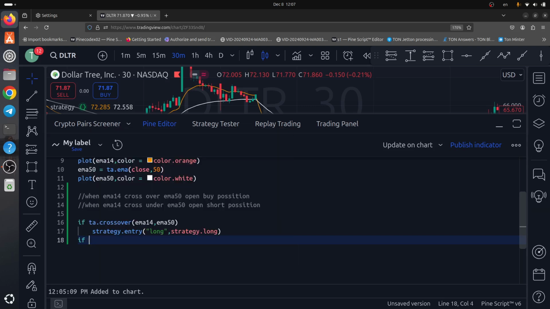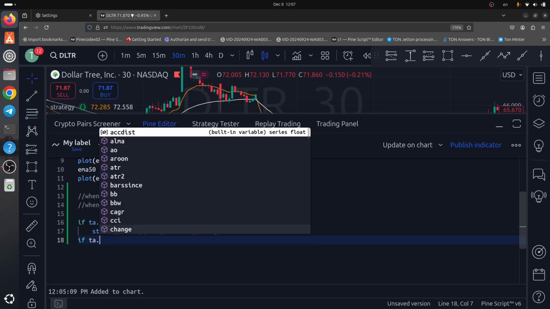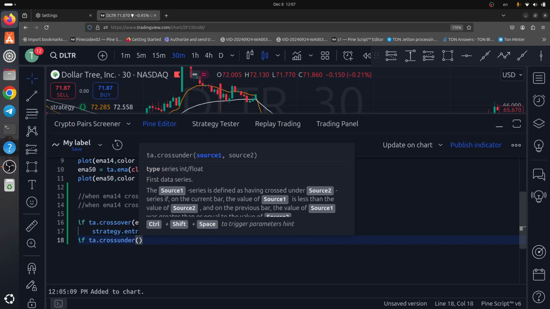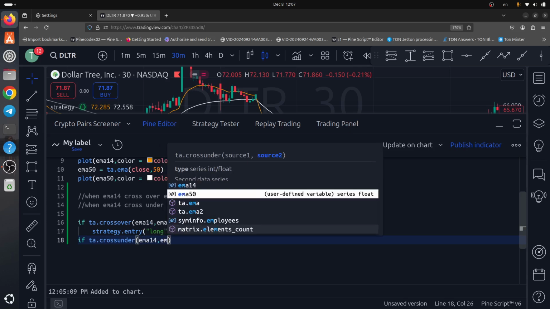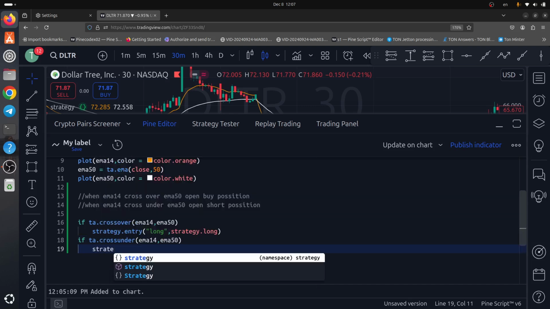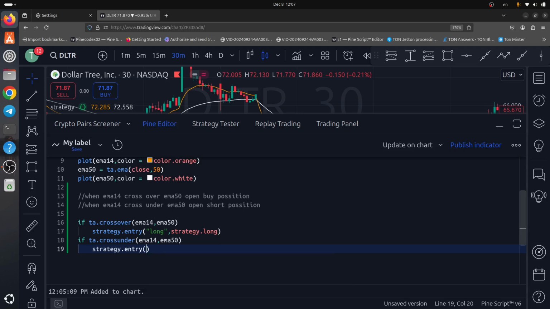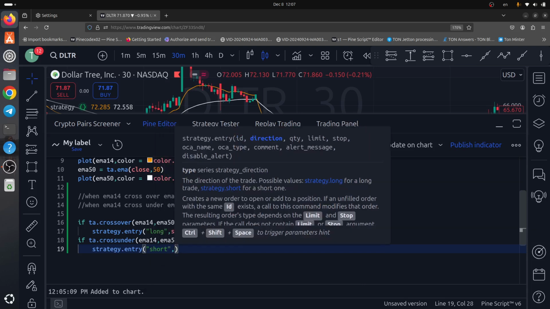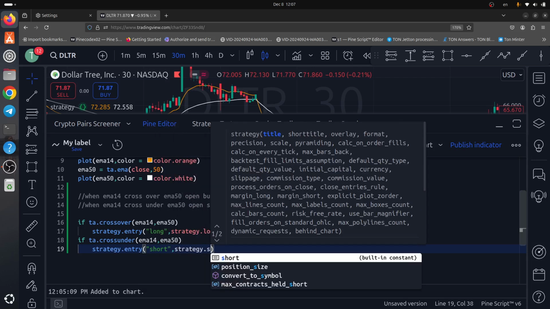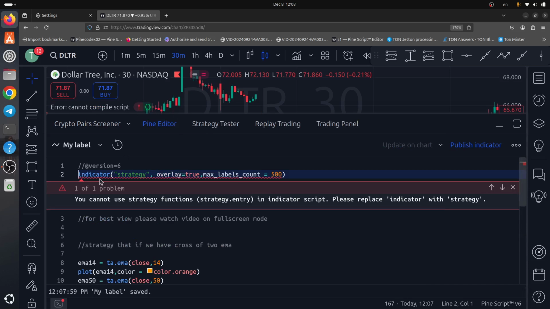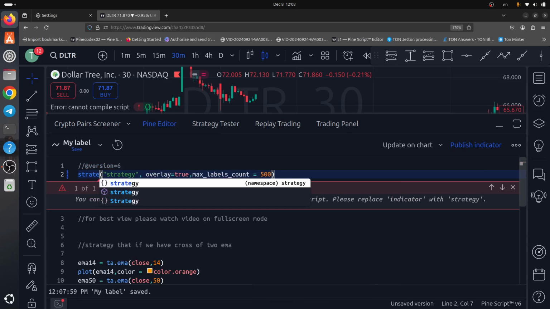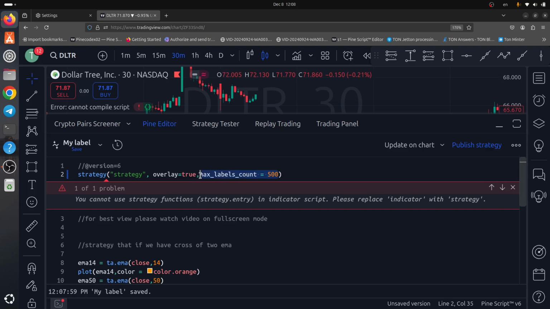We know for a short position, ta.crossunder EMA 14 and EMA 50, strategy.entry short, strategy.short. Okay, let's save it. Here this is an indicator. We change the indicator to a strategy and we delete this. This is enough.